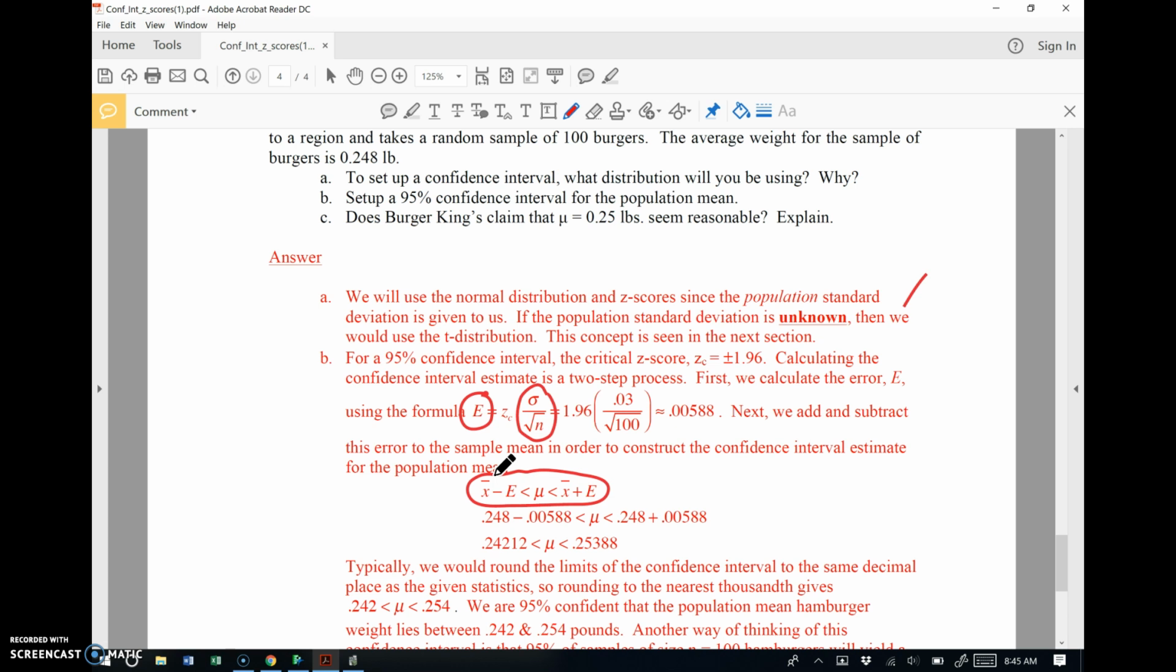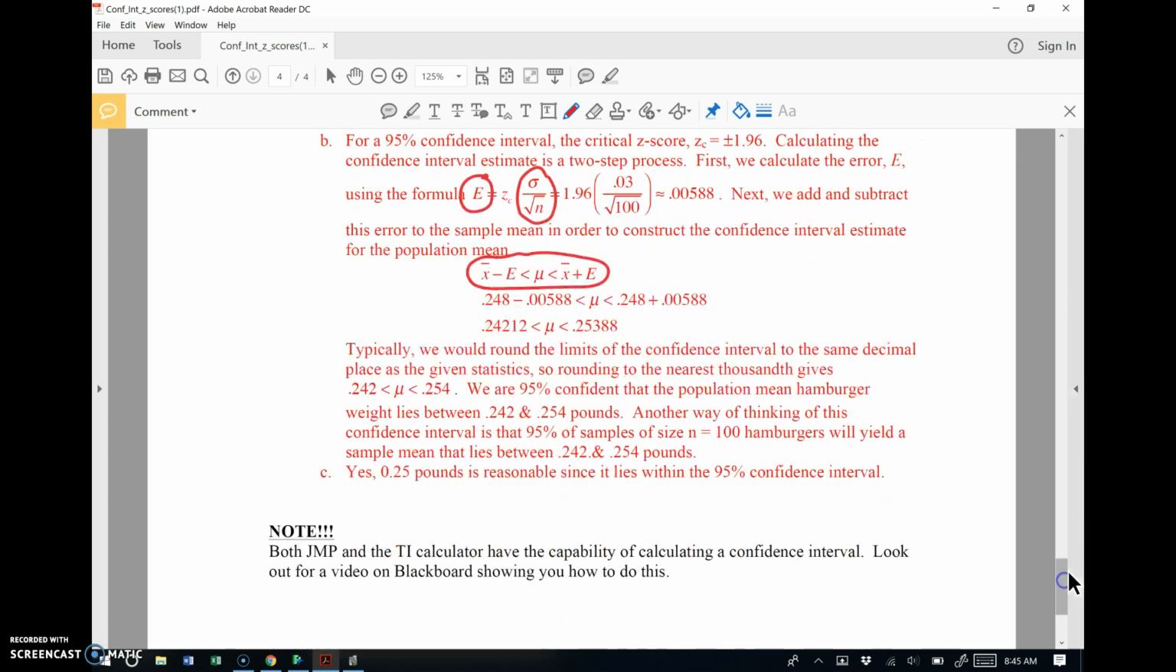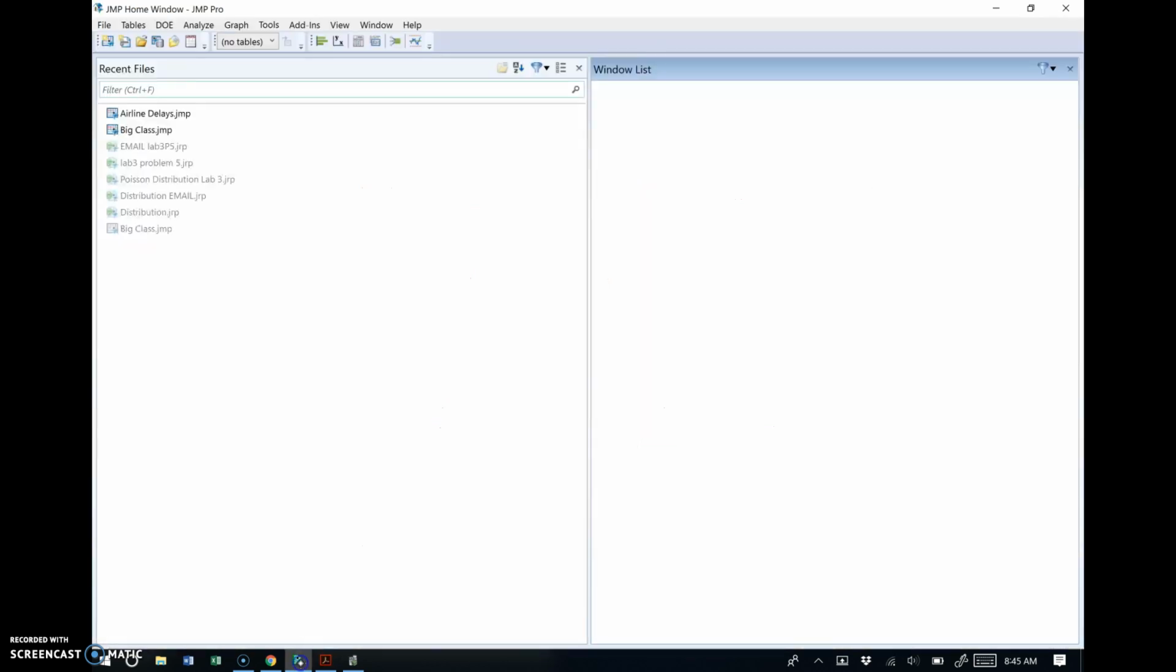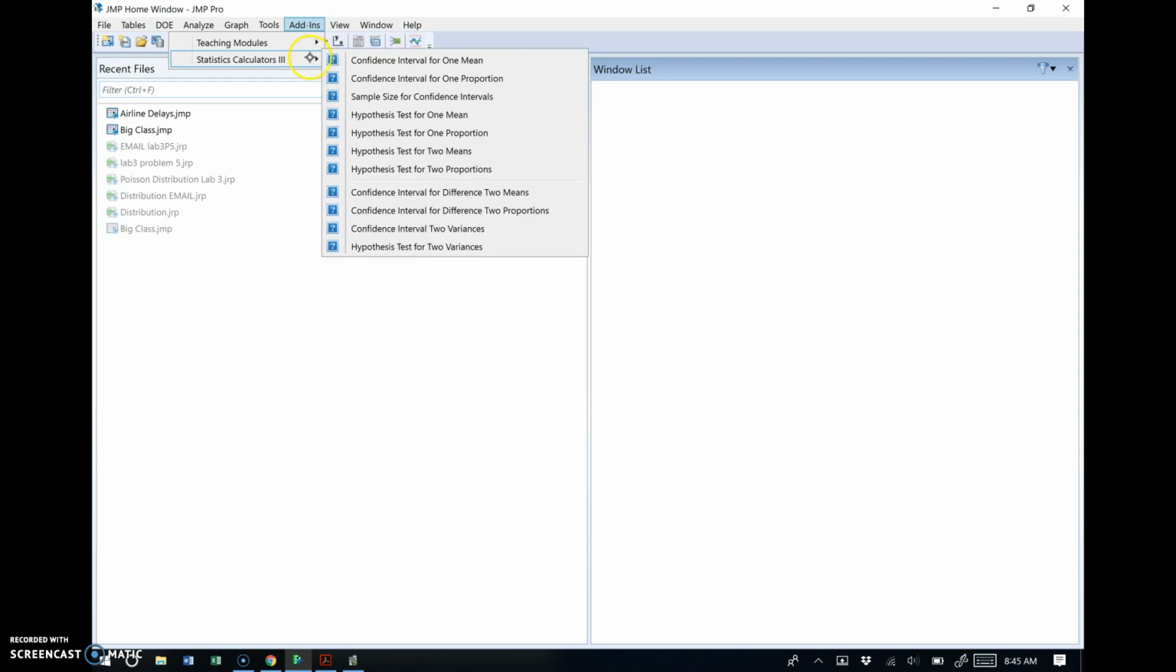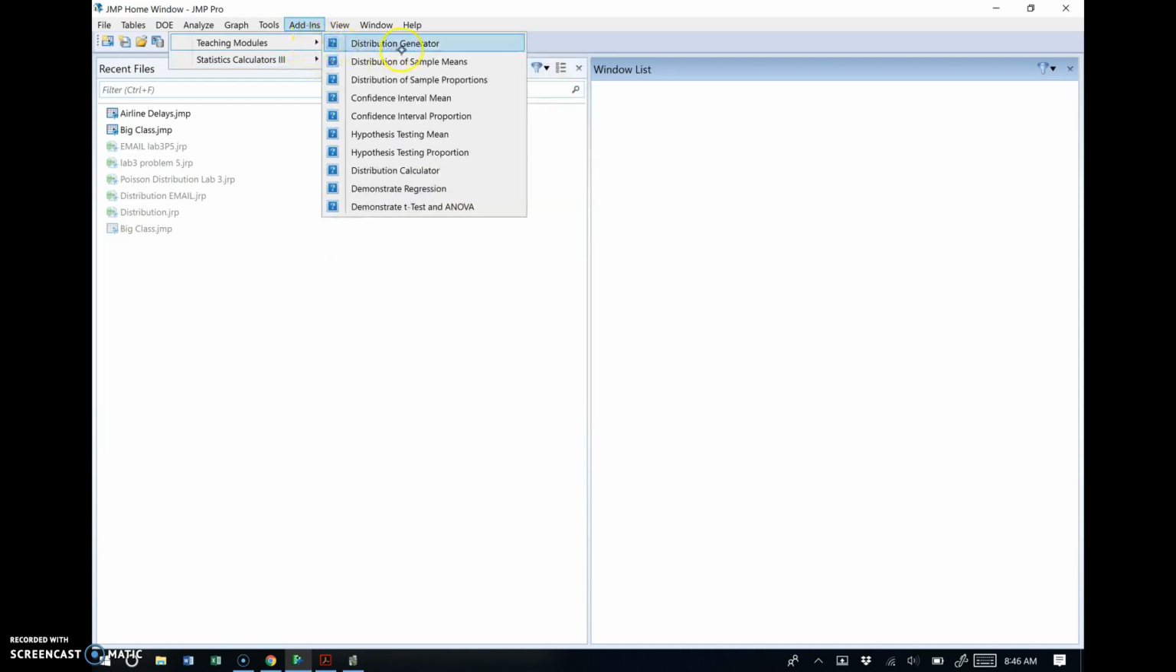All right, so let's talk about how to get this confidence interval. You can see I worked the numbers here with the defining formulas, and at the end of the day, I got about 0.242 and 0.254, once I rounded. So once you round these values, this is what we got for the confidence interval. That's somewhere in there. How do you do this in JMP? So if I go to JMP, in the add-ins menu, I had you install a couple of add-ins, and one was teaching modules. Remember, we use that a lot. In the teaching modules, there was this distribution calculator, which was a really nice tool.